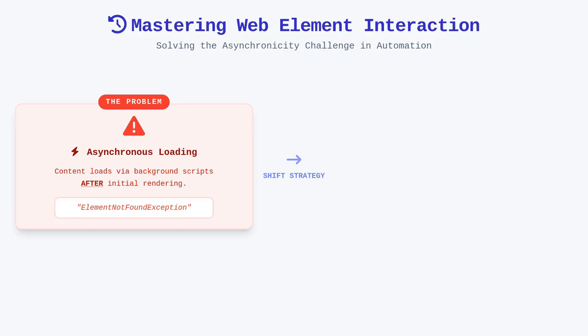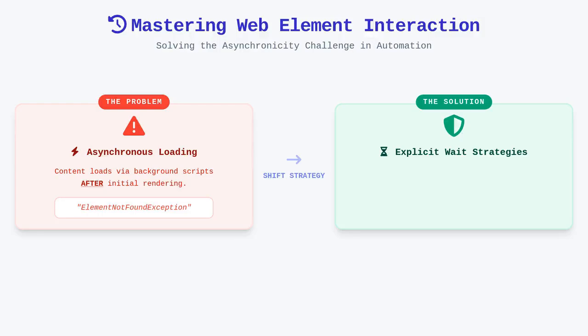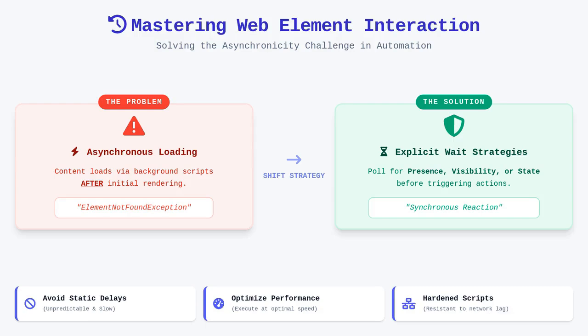To build reliable flows, we must move away from static delays, which are often unpredictable and detrimental to overall performance. Instead, we should implement explicit wait strategies that verify the presence, visibility, or state of specific web elements before triggering an action. By using actions that poll the browser for the existence of an object, we create a synchronous reaction to an asynchronous process, effectively hardening our scripts against slow network conditions or heavy server-side processing demands.